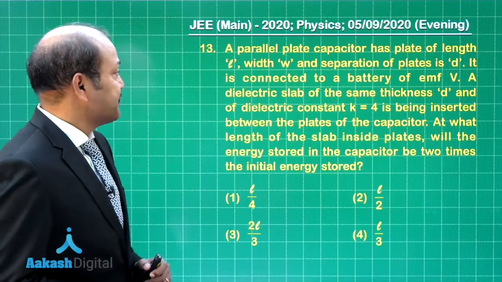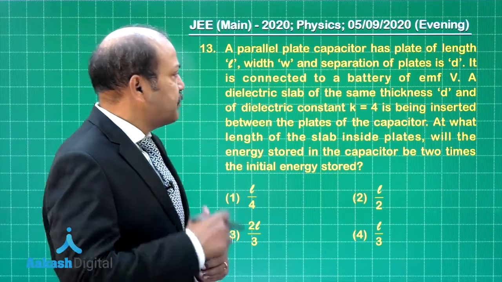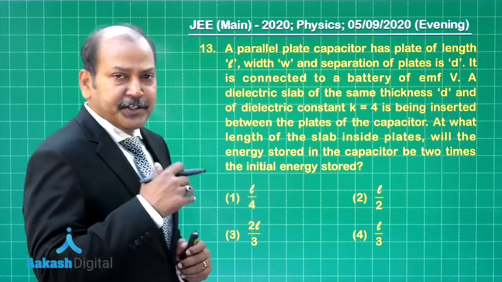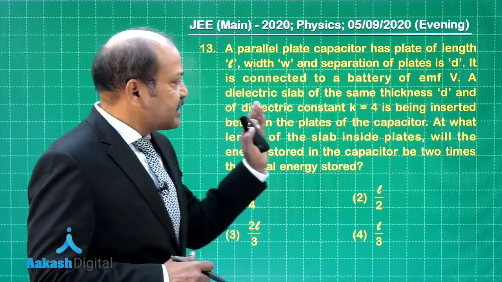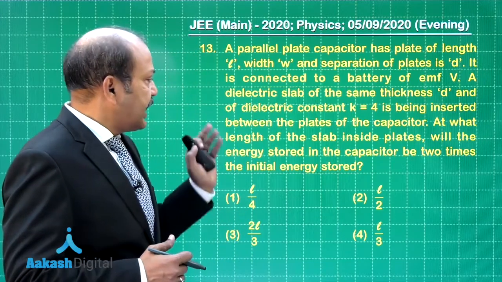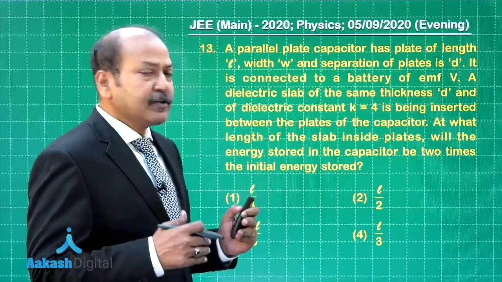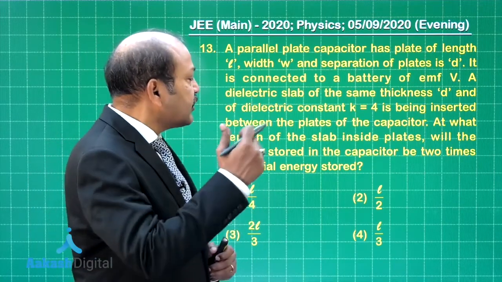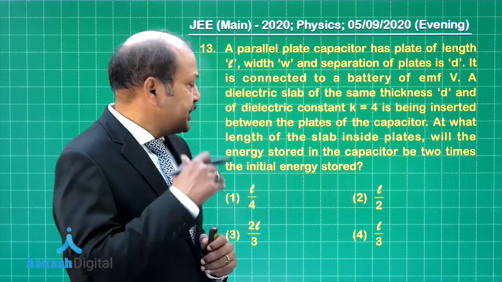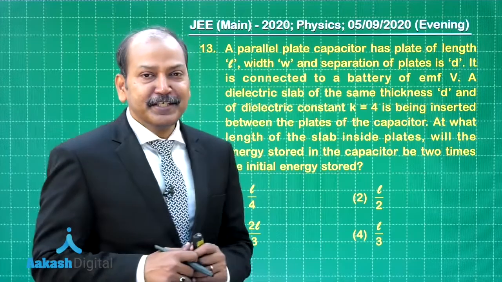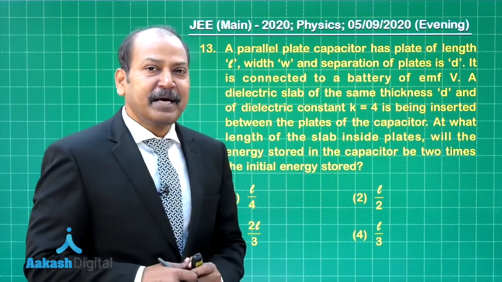Question 13 says a parallel plate capacitor has plates of length L, width W, and separation of plates D. It is connected to a battery of EMF V. A dielectric slab of the same thickness D and of dielectric constant K equal to 4 is being inserted between the plates of the capacitor. At what length of the slab inside the plates will the energy stored in the capacitor be 2 times the initial energy stored? Well, the question is from the topic capacitors.